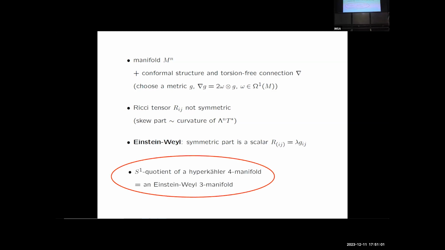And the important thing from that point of view is that if I take the quotient of a hypercomplex manifold by a circle action, then I get an Einstein-Weyl structure. So that's what the link is in this situation. In fact, it's far more general than this. If you take the quotient of a self-dual conformal manifold by a circle action that preserves the structure, then that is also Einstein-Weyl.